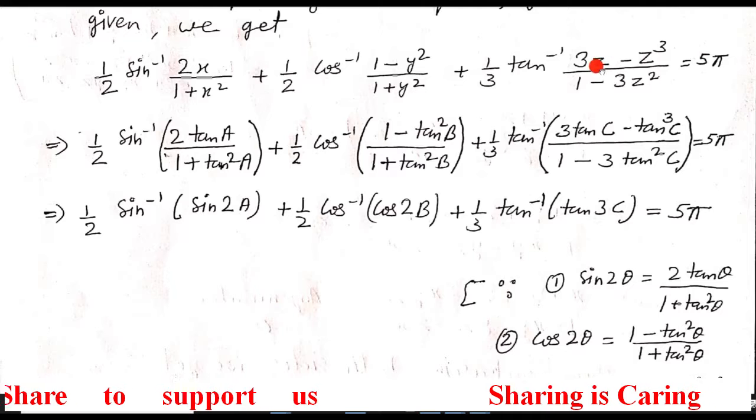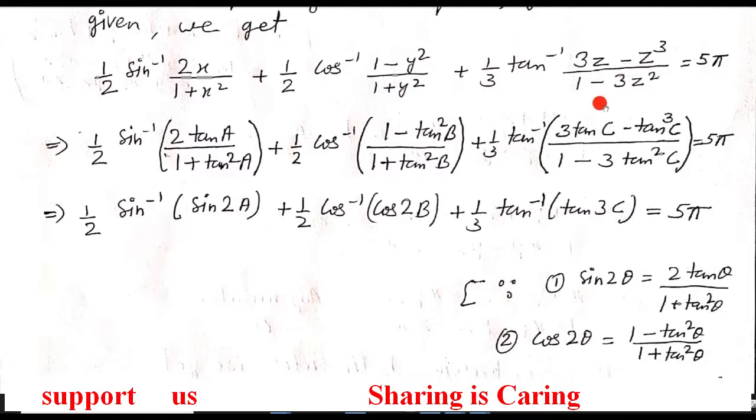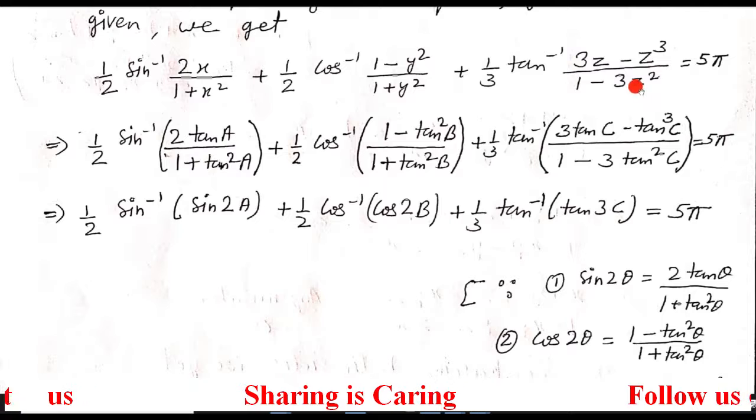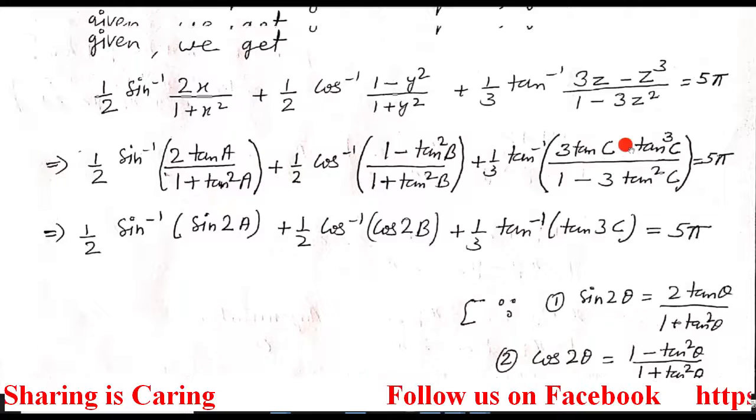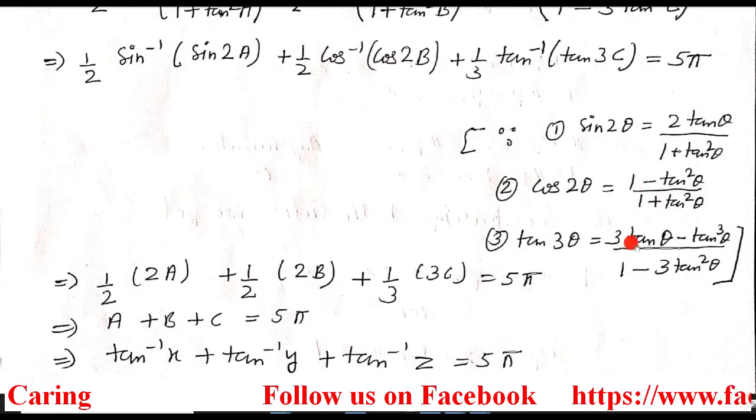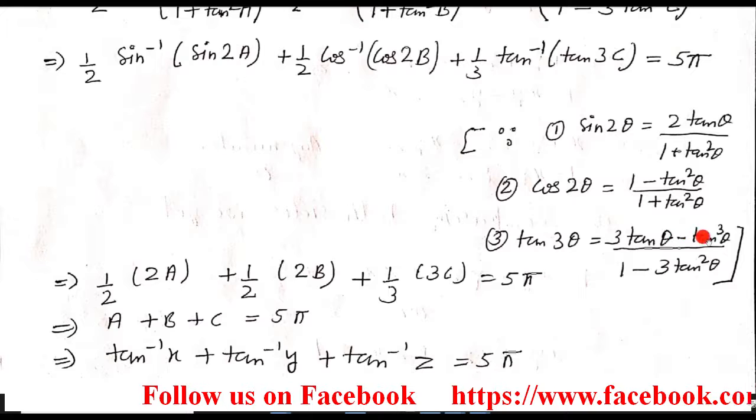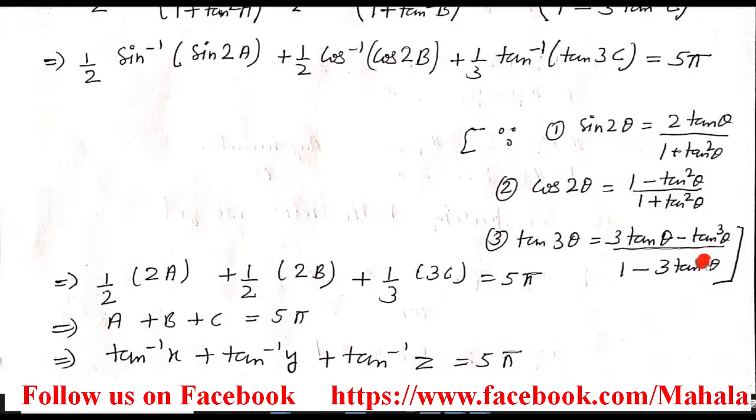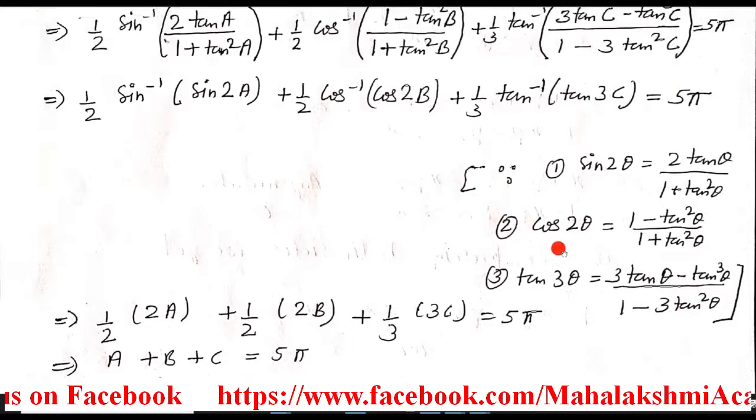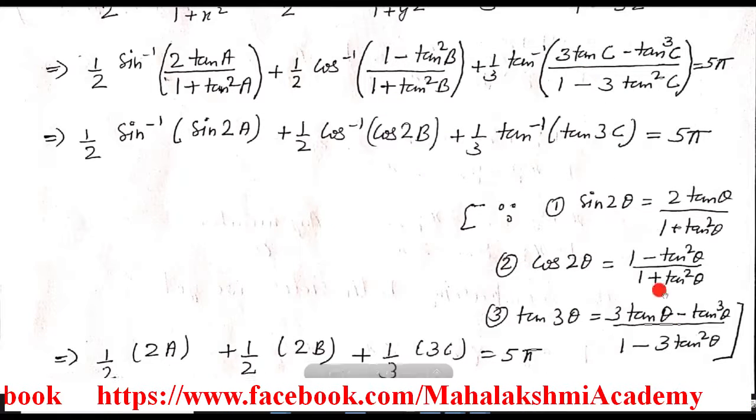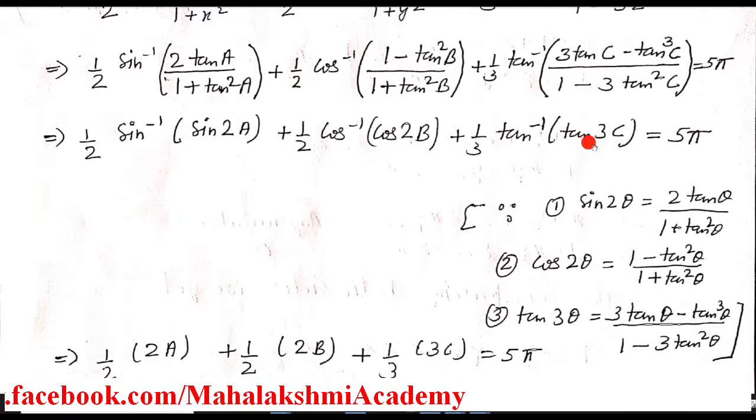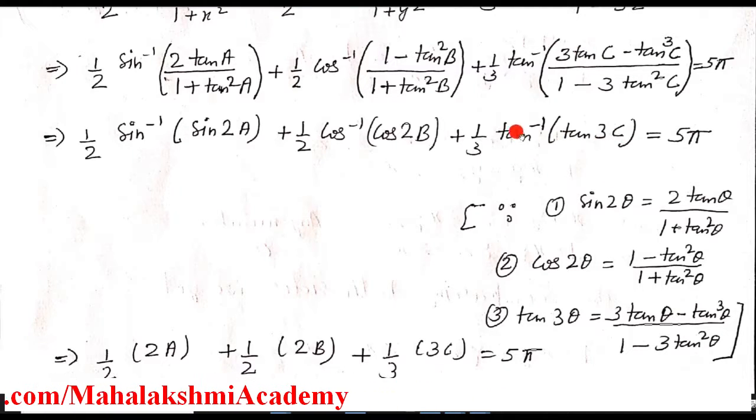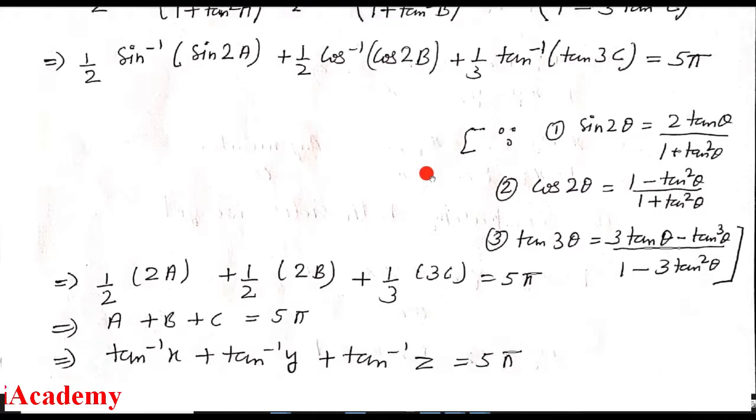In the same way, instead of z we assumed tan c. So wherever z is there, just replace it by tan c. You will get this in the form of 3 tan theta minus tan cube theta upon 1 minus 3 tan square theta, which is the formula of tan 3 theta. Just compare it, they are alike. That's why instead of this we can use tan 3c. Now this tan inverse and tan, cos inverse and cos, and sin inverse and sin will cancel each other.